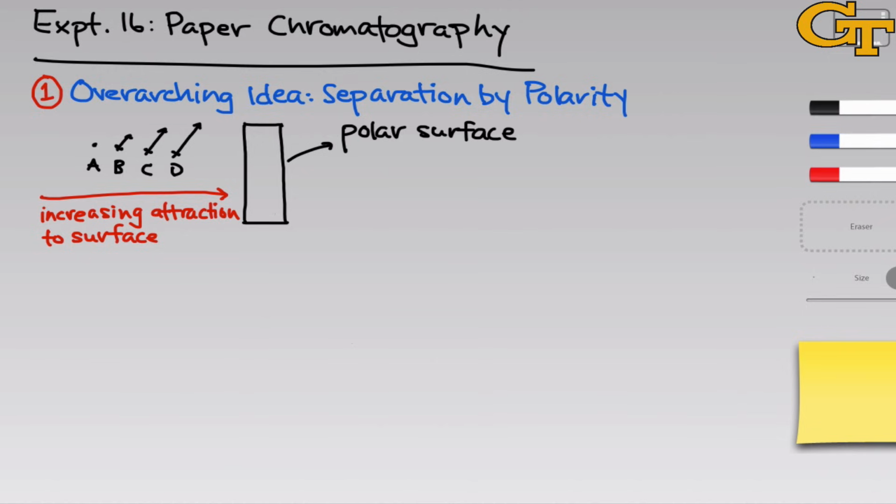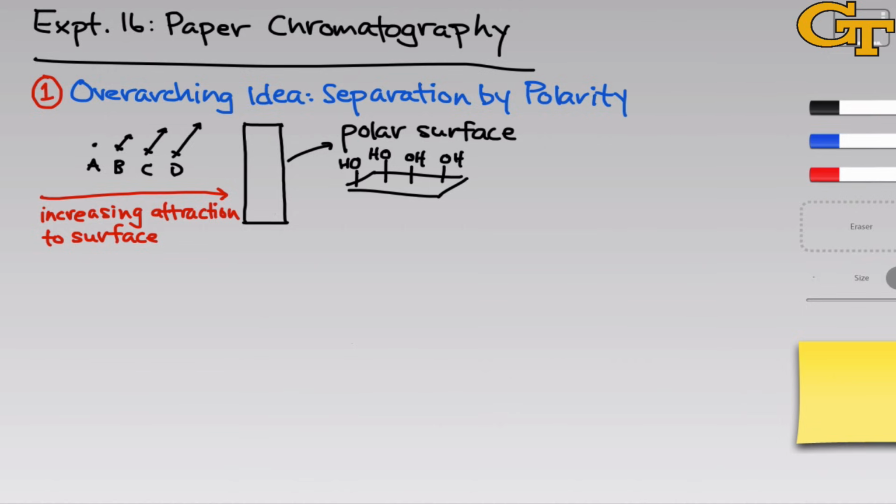In fact, the only thing holding A close to the surface at all are van der Waals or London dispersion forces. Paper consists of cellulose, and in cellulose there are a number of hydroxyl groups, and each of these OH groups is of course highly polarized, so this gives you an idea of what the polar surface of paper looks like at the molecular level.